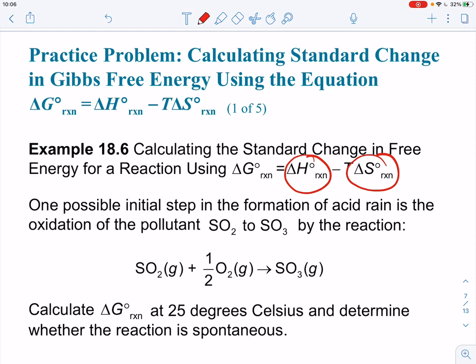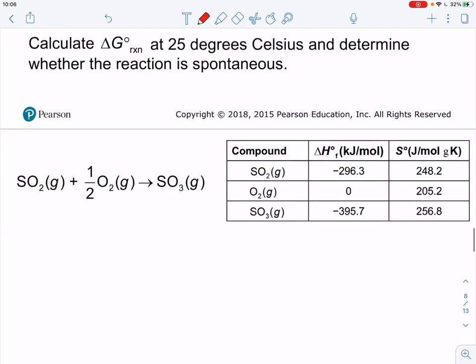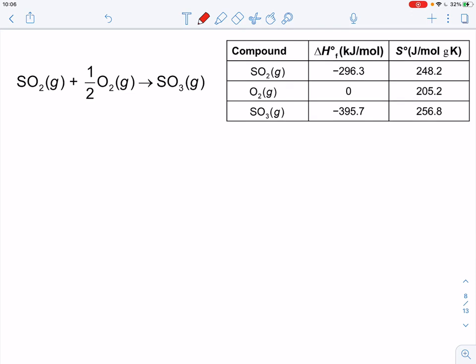But what if I don't give you those values, but I give you the enthalpies of formation and the entropies of formation? So what if I give you this? Well, you have enthalpies of formation, you have the absolute entropy for each substance. Then you have to calculate, basically, step 1, the enthalpy of reaction. Step 2, you calculate the change in entropy for the reaction. And step 3, then you calculate the free energy of reaction.